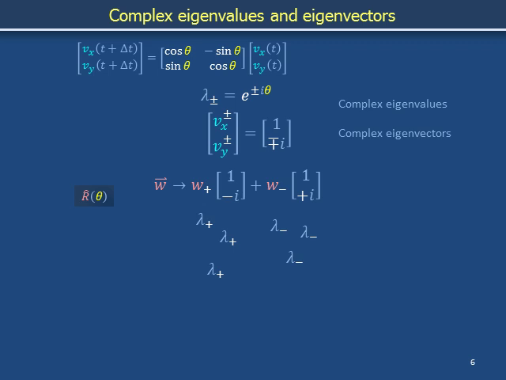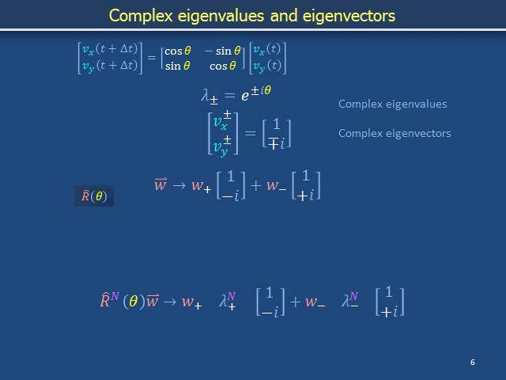Applying the rotation operator r hat n times corresponds to taking the eigenvalues lambda plus and lambda minus to the nth power. Substitute in the expression for the lambdas in terms of complex exponentials, and write the power n as part of the superscripts of the exponentials. We obtain e to the i times n times theta and e to the negative i times n times theta.